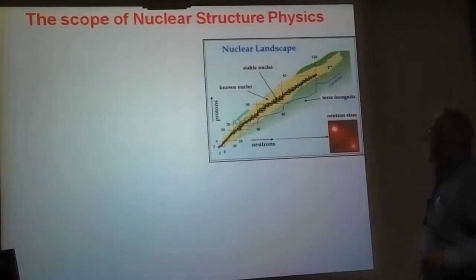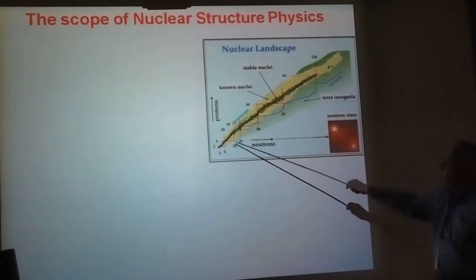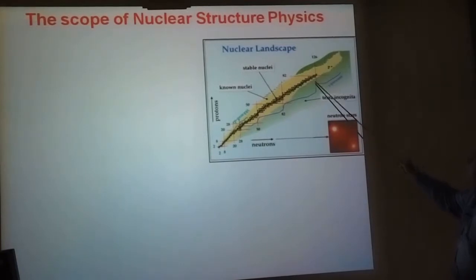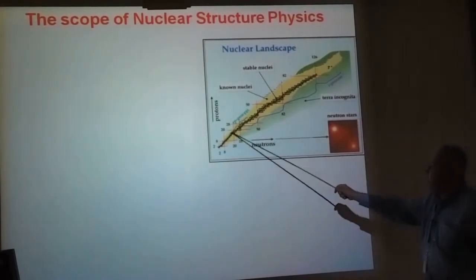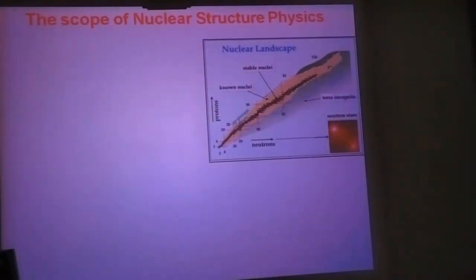Okay. Here's the scope of nuclear structure physics. This is the nuclear chart. I guess you've all seen this. This is number of protons, number of neutrons. The black boxes are the stable nuclei. The yellow areas are nuclei that we know something about. The green area nuclei we know essentially nothing about.